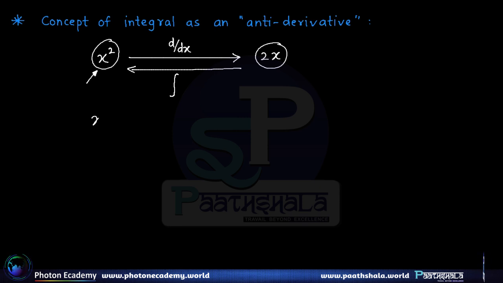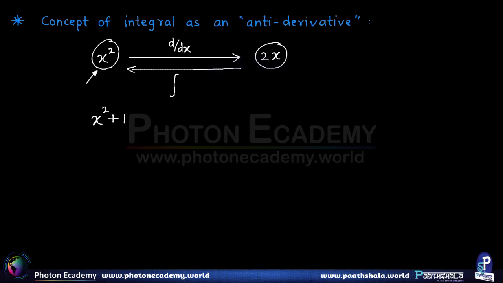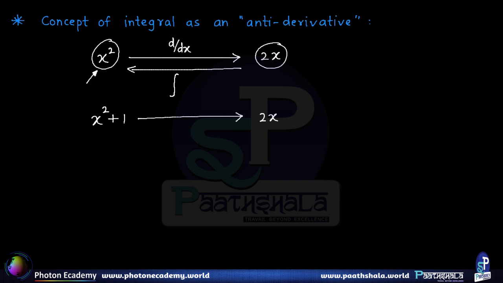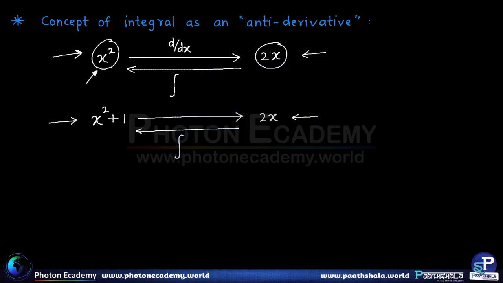Suppose instead of x square I consider the function x square plus 1, and we ask what is the derivative of this. Here we know that the derivative is still 2x, because the derivative of the constant term 1 is 0. So if the derivative of x square plus 1 is 2x, then it means the integral of 2x in this example becomes x square plus 1. In the first example the integral of 2x was x square. In the second example the integral of 2x was x square plus 1.